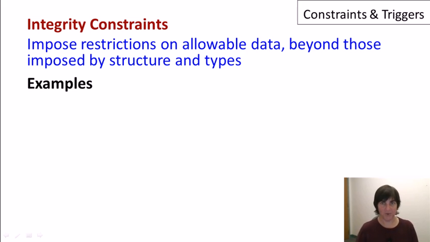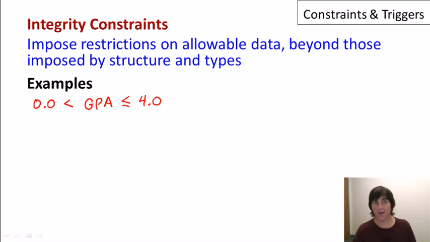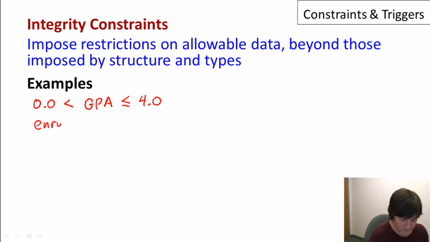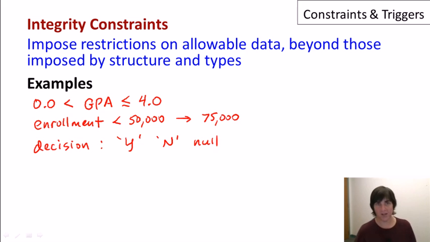So let's look at a bunch of examples, and these are in the context of our student and college database. A simple example might say that when we have a GPA value, the GPA must be, say, greater than 0 and less than or equal to 4.0. Another example might say that the enrollment for our colleges must be less than, say, 50,000. Well, actually, for some universities, it might be more like 75,000. We might have that the decision attribute in our application table is either the value yes or y for yes, or the value n for no, or maybe null is allowed. So that could be a constraint.